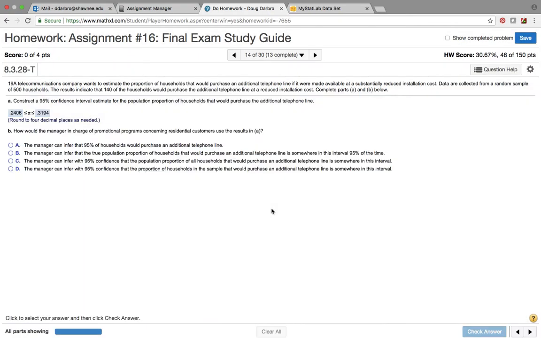Okay, how would a manager in charge of promotional programs concerning residential customers use the result? Well, we have a 0.95 probability that the total number of customers will be somewhere between 24 and about 32%.